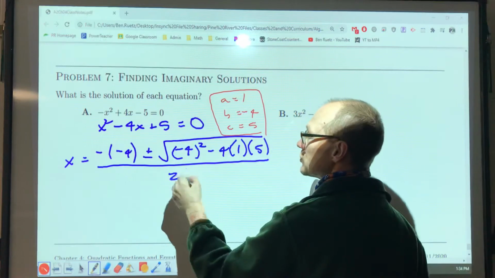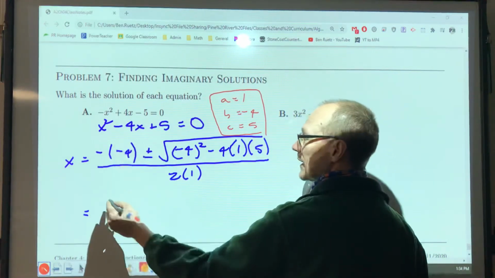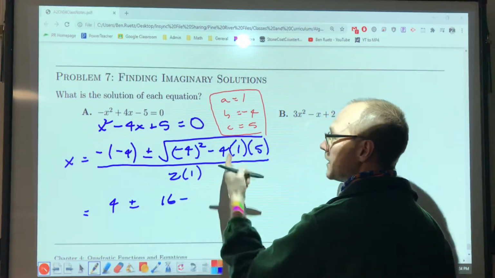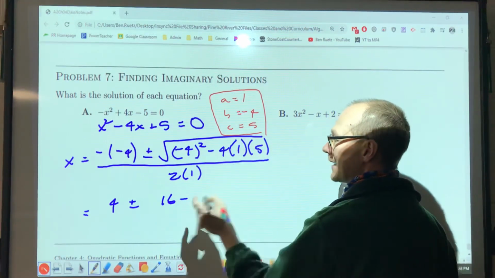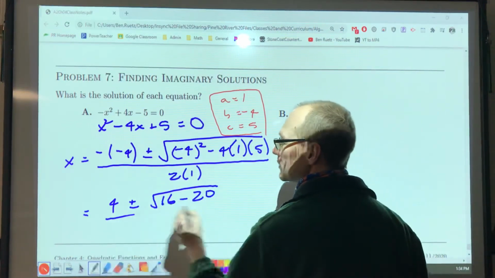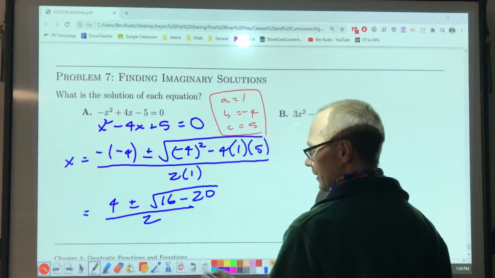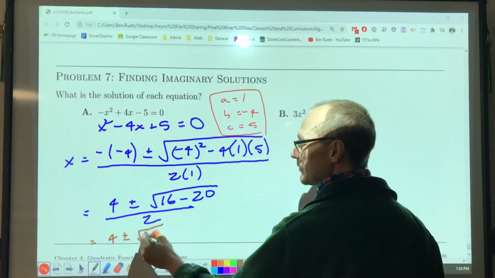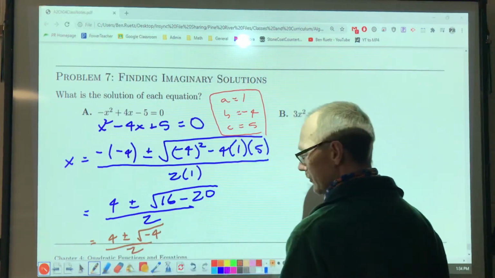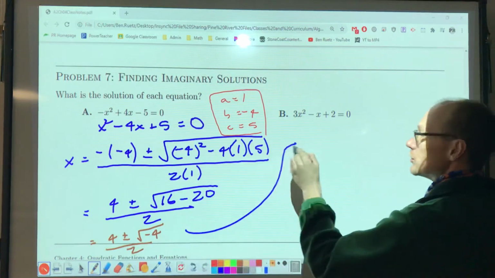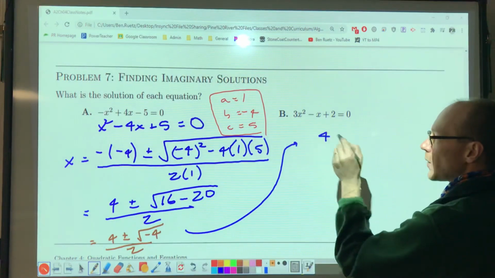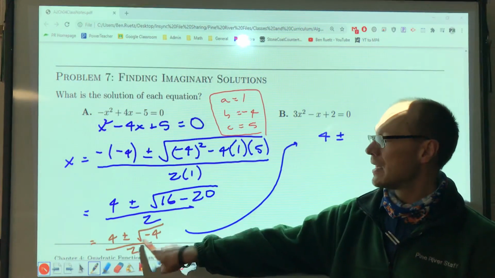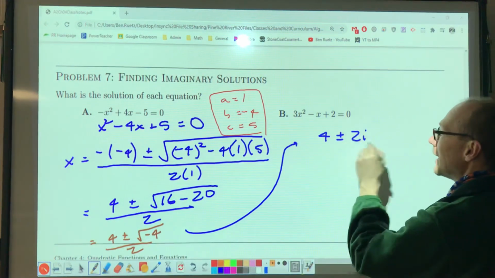divided by 2a. The opposite of negative 4 is 4, plus or minus the square root of negative 4 squared, which is 16. 4 times 1 is 4, times 5 is 20, minus 20, divided by 2. This becomes 4 plus or minus the square root of negative 4 over 2. Let's move this over here. Do you remember what the square root of negative 4 is? We saw it in an earlier video. The square root of a negative is an i. The square root of 4 is 2. This is 2i over 2.